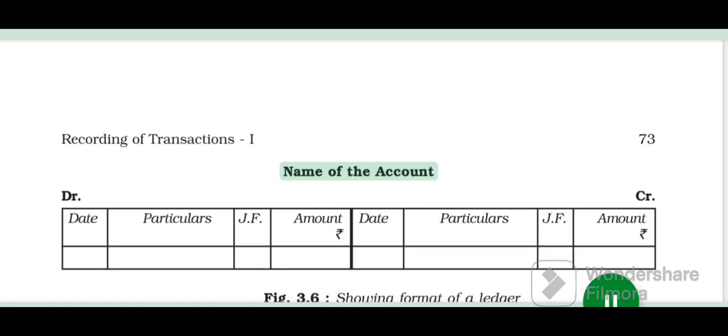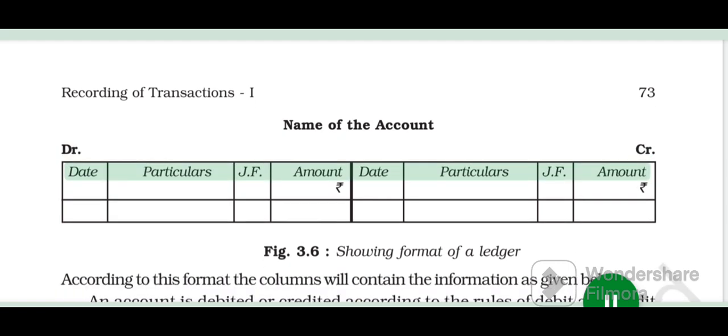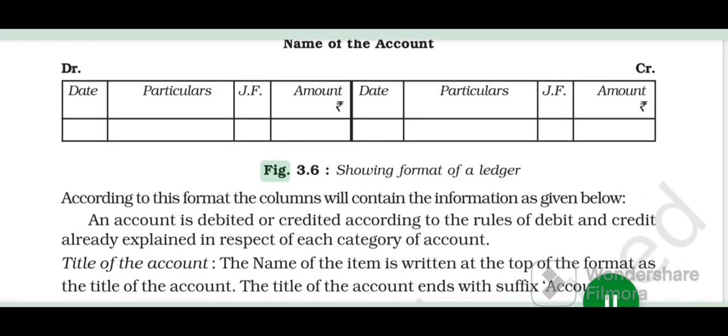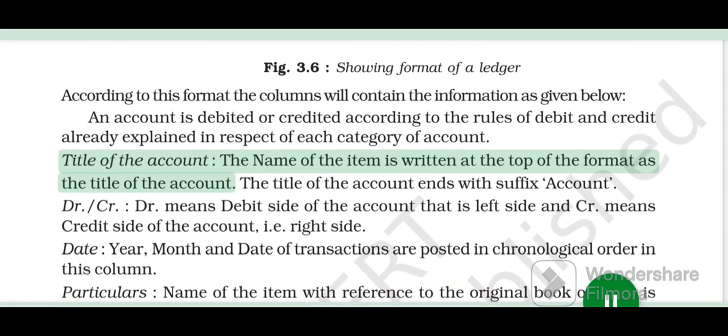Rationalized 2023-24 Recording of Transactions. Name of the account. Dr., Cr. Date, particulars, JF, amount. Date, particulars, JF, amount. Fig. 3.6, showing format of a ledger. According to this format, the columns will contain the information as given below. An account is debited or credited according to the rules of debit and credit already explained in respect of each category of account.